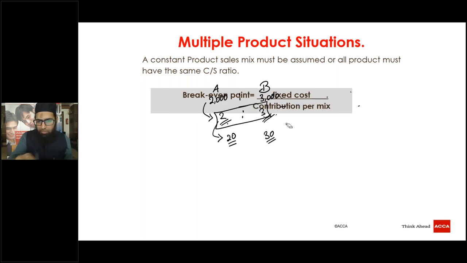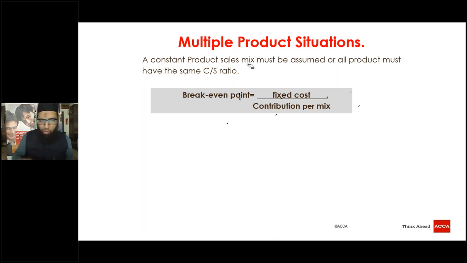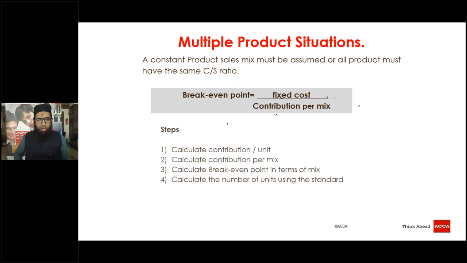Sorry, I'm erasing it, and we will be discussing the questions on that, so don't worry. So the break-even point is equal to fixed cost divided by contribution per mix. So how do we do that? These are the steps. First of all, we calculate the contribution per unit. Then we calculate the contribution per mix. Then we calculate the break-even point in terms of mixes. And finally, we calculate the number of units using the standard ratio.